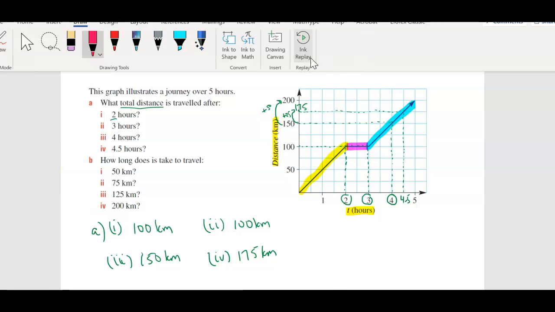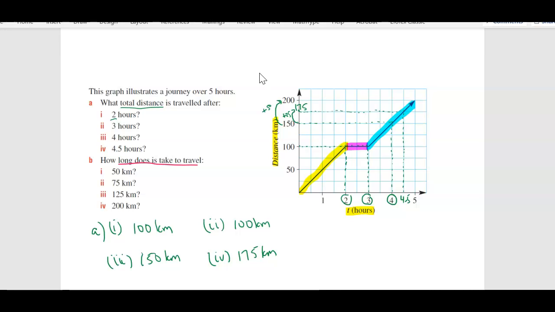All right, moving on to question B. How long does it take to travel? All right, so let's look at, first of all, 50 kilometers. So we need to read it this time from our vertical axis. So we go across till we hit our line and then go down. And I'll just do the answers over here. So that's 1 hour.